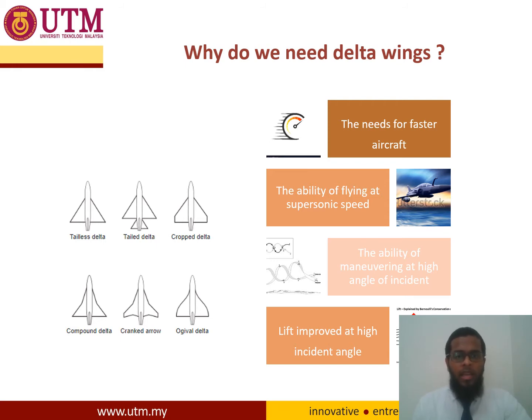Cropped delta wing, which has a tip which is cut off, and the tailed delta wing, which has a tail. Normally delta wings have a blended tail. Here the tailed delta wing type has a tail-like structure, and these are the examples of the types of the delta wing.